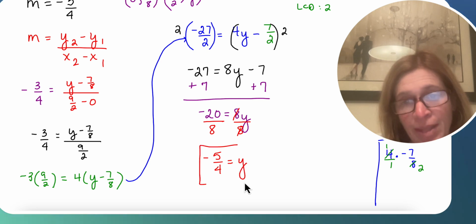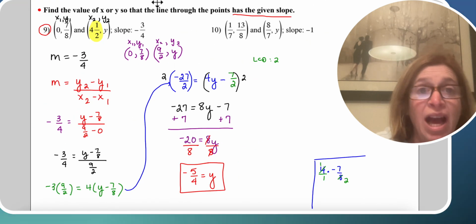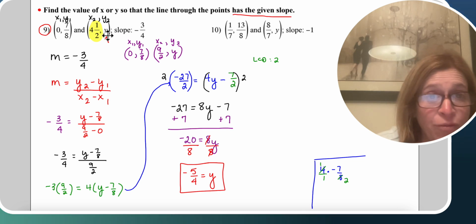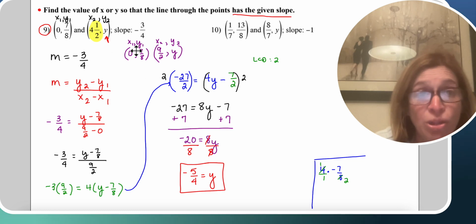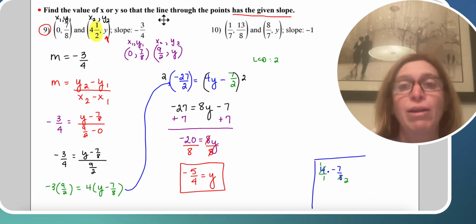All right, now, if I wanted to check myself, that's the great thing about algebra. I know that if I take -5/4 and I plug it in for y, and I use the slope formula, I should get -3/4. Okay, so I think it would be a really good step for you to now try number 10 on your own and see if you get it correct.